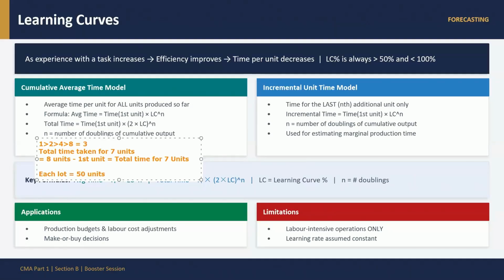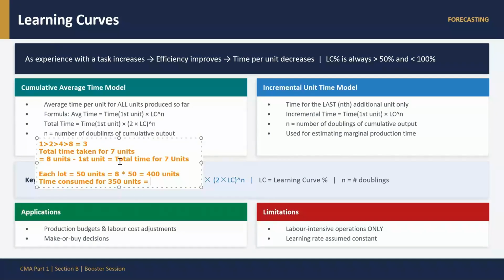Okay, and now you will come to know that for producing 8 lots, you will have produced somewhere around 400 units. Now they can ask you to calculate the time that you consumed for 350 units. So how do you allocate this? 400 units is nothing but 8 lots. 350 units will be for 7 lots.